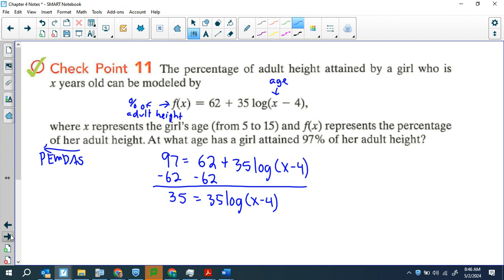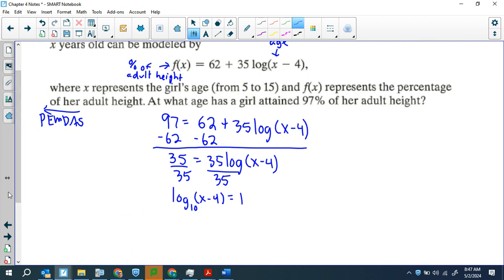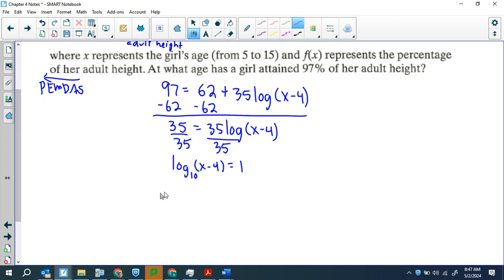We would want to then divide by 35. We're undoing the multiplication division. And that would give us log of x minus 4 equals 1. Remember, this is a log base 10. And so when we do our circle to get the x by itself, we make this into an exponential. We get 10 to the first equals x minus 4. And we can then add 4 and get x equals 14.